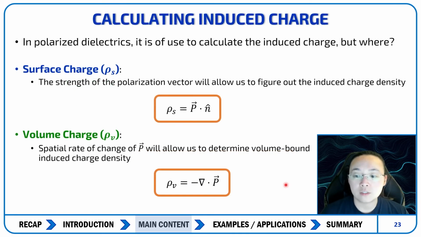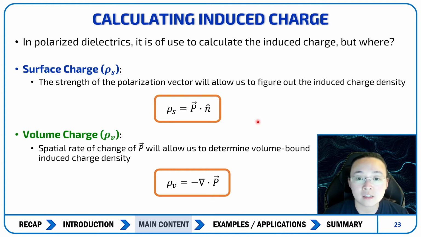Now, when you're calculating the induced charge, are there any equations to help us do this? Yes, there are. I'm not going to derive it, but in polarized dielectrics, it is useful to be able to calculate the induced charge. There's the surface charge, which I talked about, represented by rho S. The polarization vector, dotted with the surface normal vector, is going to allow us to figure out the induced charge density on the surface. That makes sense because the strength of the electric field and the direction of penetration of the electric field into the material will directly affect the surface charge density.